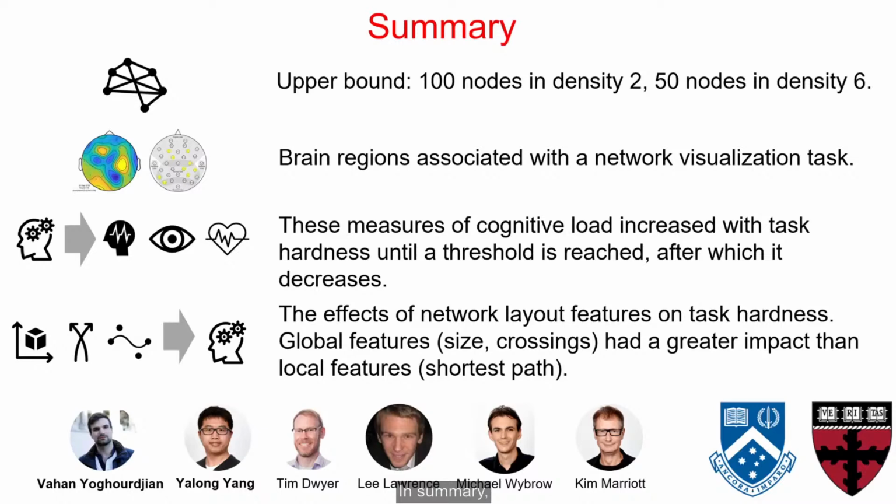In summary, we identified the upper bound of complex graphs people can read. We found regions that are possibly associated with the shortest path task. We also found cognitive load increased with task hardness until a threshold, after which it decreases as the user may give up and put in less effort. We built models between hardness and graph features. We found global features had a greater impact on hardness. Thank you very much for your attention.